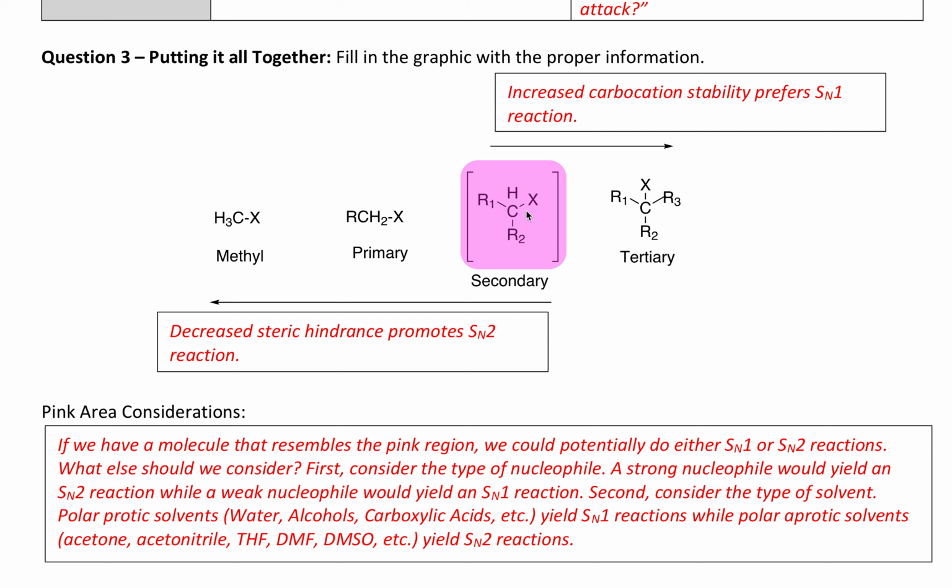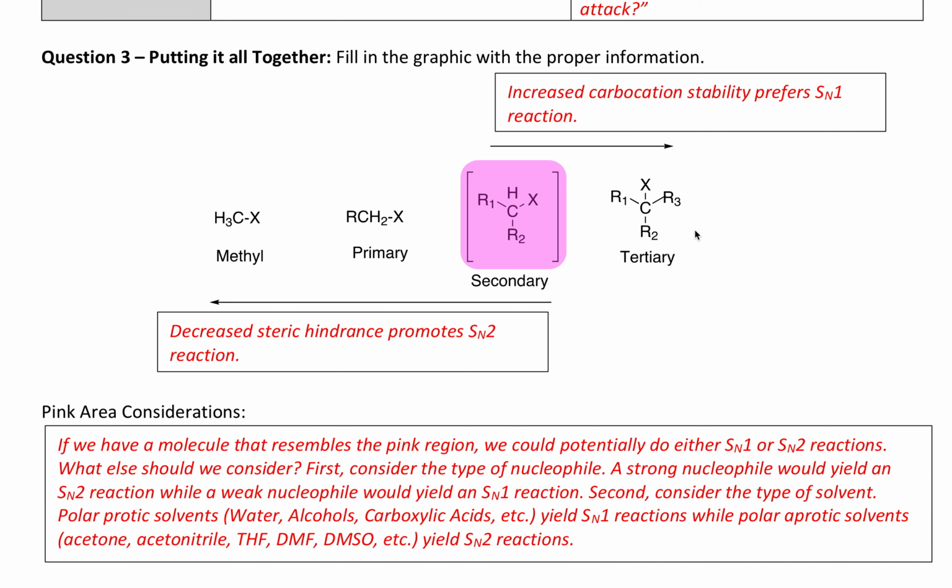So if we look at this arrow at the top, we start at the secondary and we go towards the tertiary position. Increased carbocation stability prefers SN1 reactions. So that makes sense. If we were to remove this halogen, on its own, remember it does that, that's the rate determining step in an SN1 reaction, it will just come off. We form a carbocation, which is stabilized via hyperconjugation via R1 and R2. Remember that donates some electron density into that electron deficient carbon.